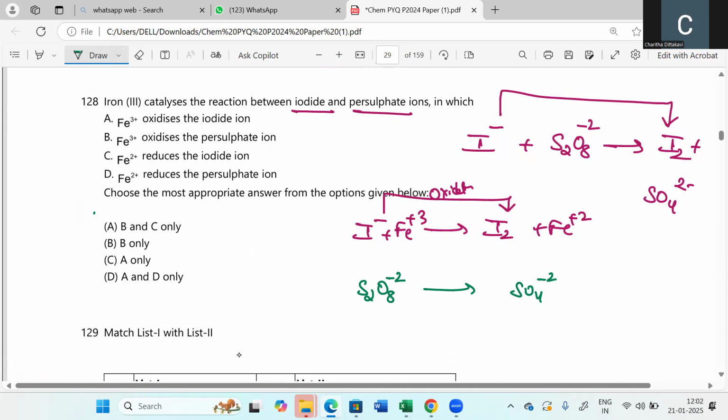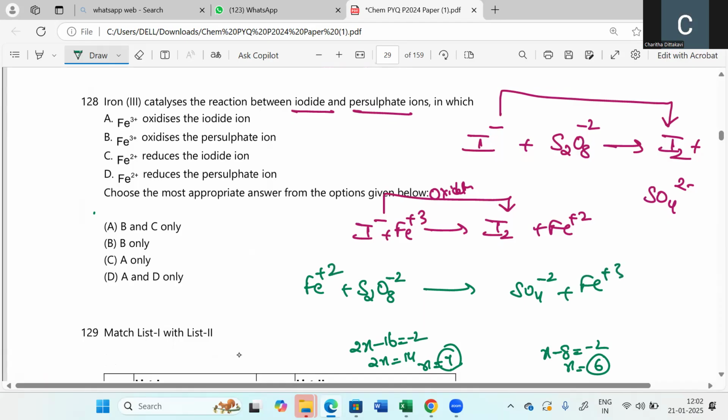And then in that case, Fe+2, so this one definitely, sulfur, what will its oxidation state become? Write down the sulfur oxidation state: 2x minus 16 is equal to minus 2, 2x is equal to 14, x is equal to 7 here, and here x minus 8 is equal to minus 2, x is equal to 6 here. 7 going on to 6, which means addition of electron, reduction going on. Reduction going on, I need to go with oxidation. Fe+2 turns to Fe+3 is my oxidation also here.